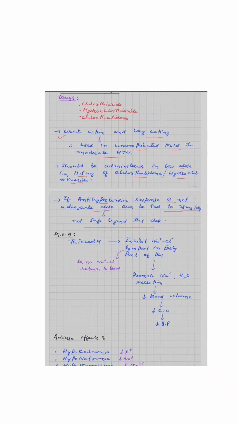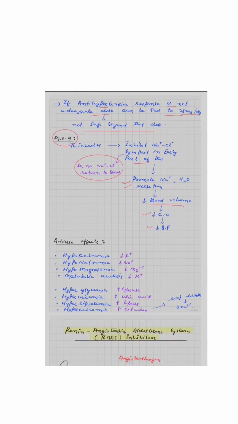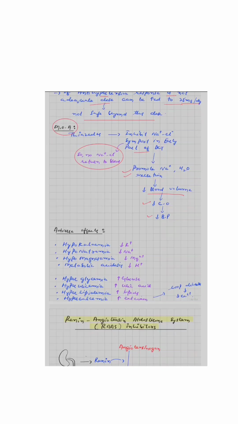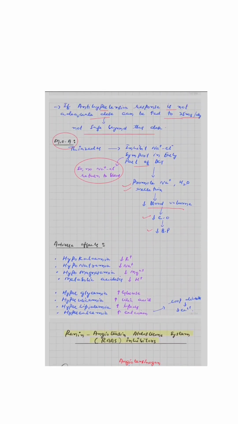Mechanism of action of thiazide. They directly inhibit the sodium and chloride symport in the early part of the DCT. By this, no sodium and chloride return to the blood, and they promote sodium and water excretion, by which blood volume decreases, leading to a decrease in cardiac output and blood pressure. They include drugs like chlorothiazide, hydrochlorothiazide and chlorthalidone.